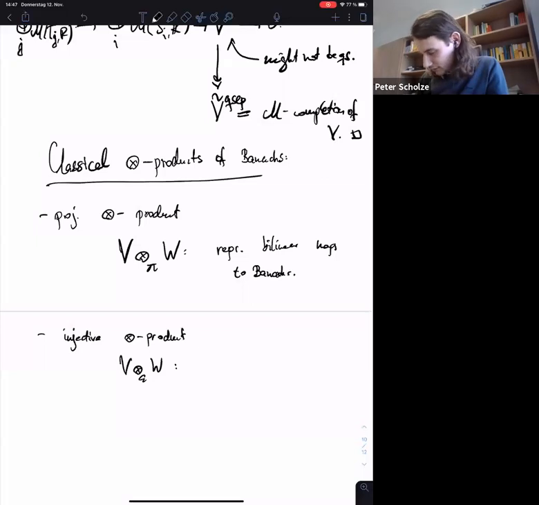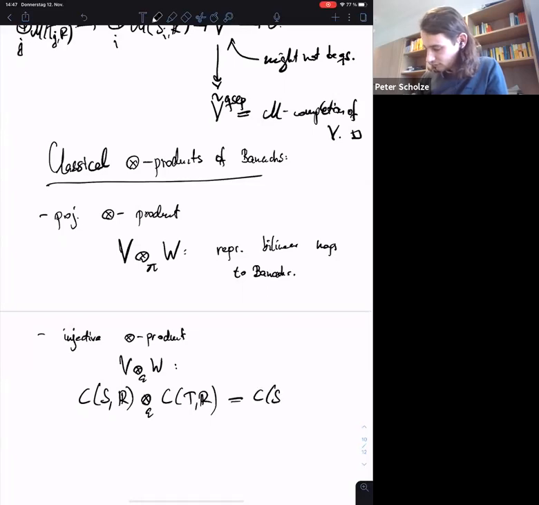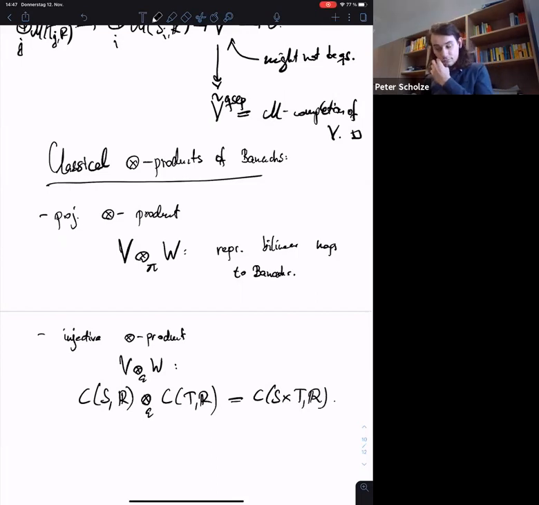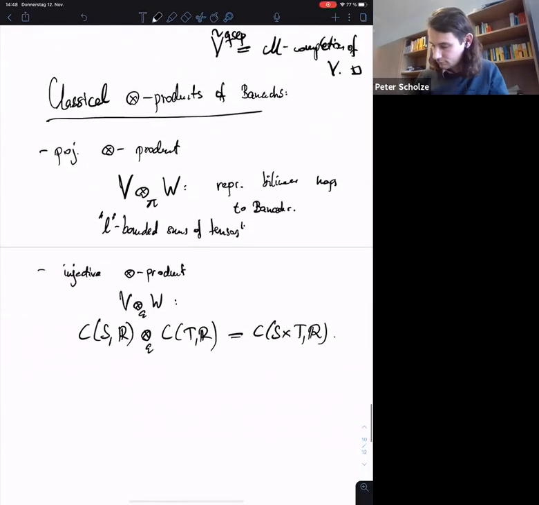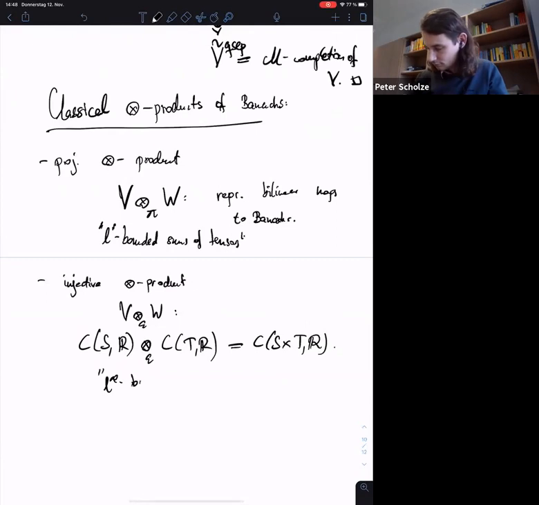But the only thing I want to say about it is that if you take the continuous functions on some S and the continuous functions on some T and take the injective tensor product, then you end up with the continuous functions on S times T, which is not at all true for the projective tensor product. Roughly, for the projective tensor product you allow certain L1 bounded norms of elementary tensors, and for the injective one you allow much more general, L infinity bounded norms of tensors.